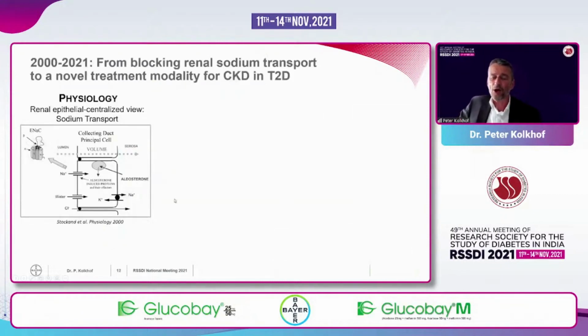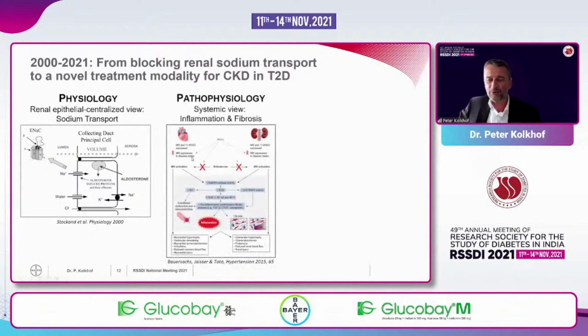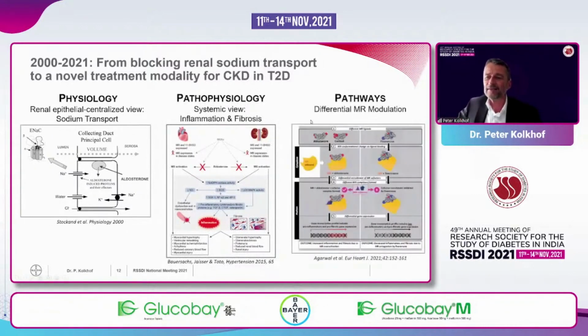So I hope I could take you with me on a small journey starting from the physiology, which is known from the textbook until 2000, the renal epithelial centralized view, over the systemic view on inflammation and fibrosis, until the differential pathway utilization by novel non-steroidal MR antagonists. And if you would like to read more about that, I highly recommend this most recent review by Rajiv Agarwal in the European Heart Journal, which has appeared recently.